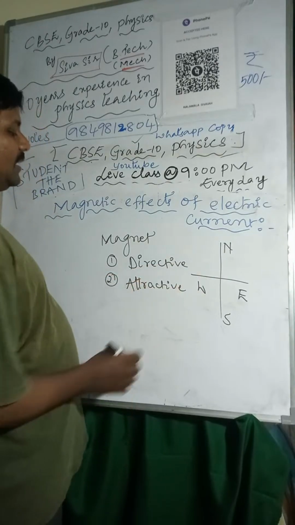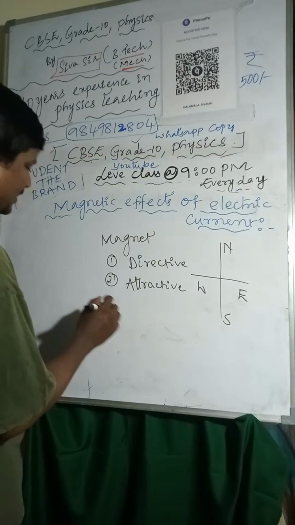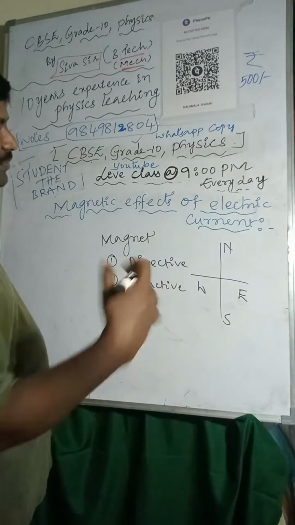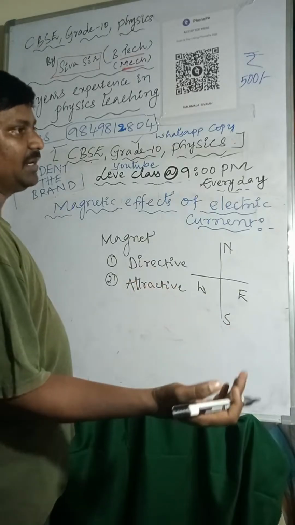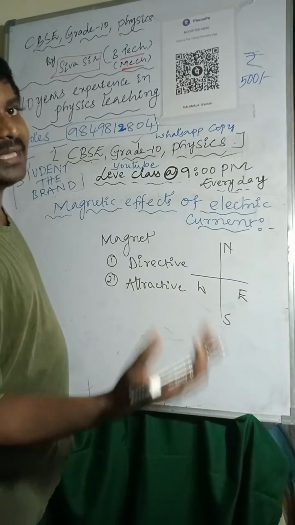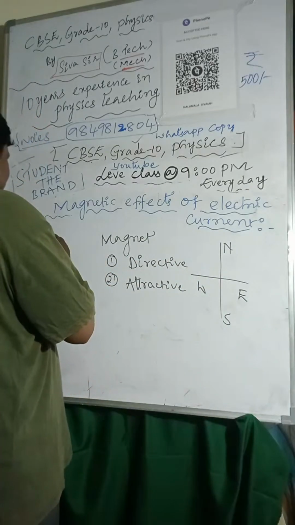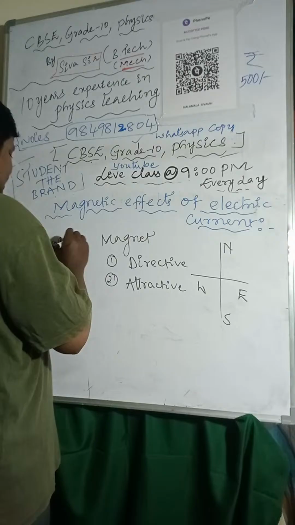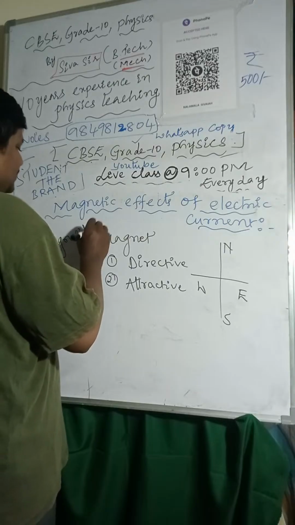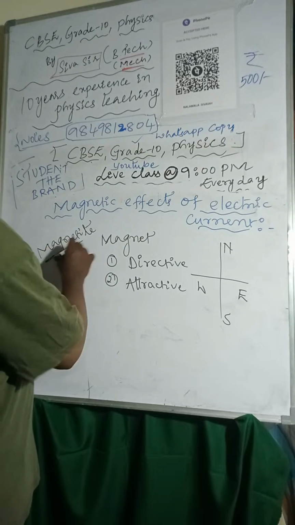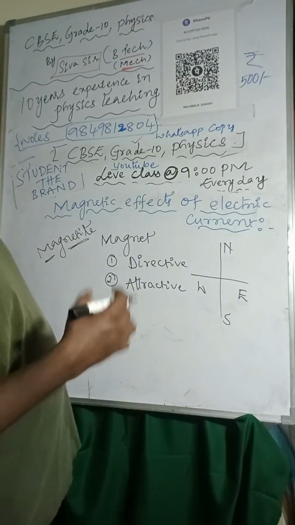Coming to the attractive property, there are two types of magnets: artificial magnets and natural magnets. The natural magnet is magnetite. Magnetite is a natural magnet which occurs in the earth's crust.